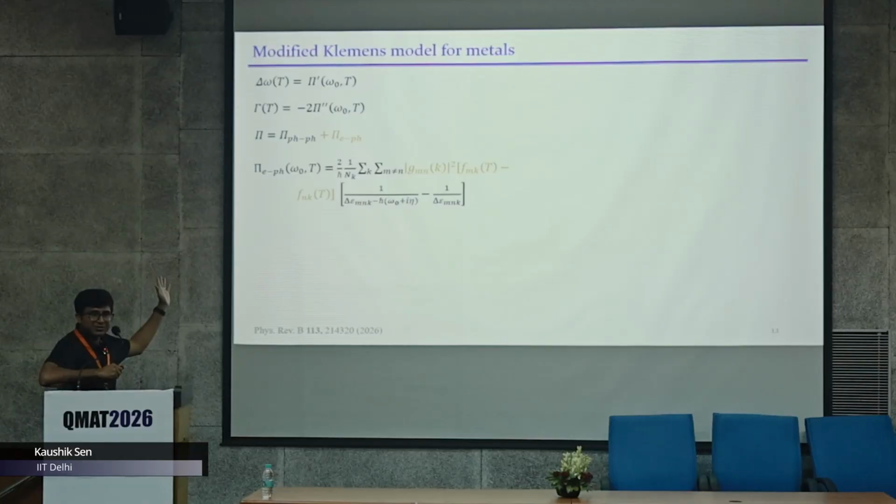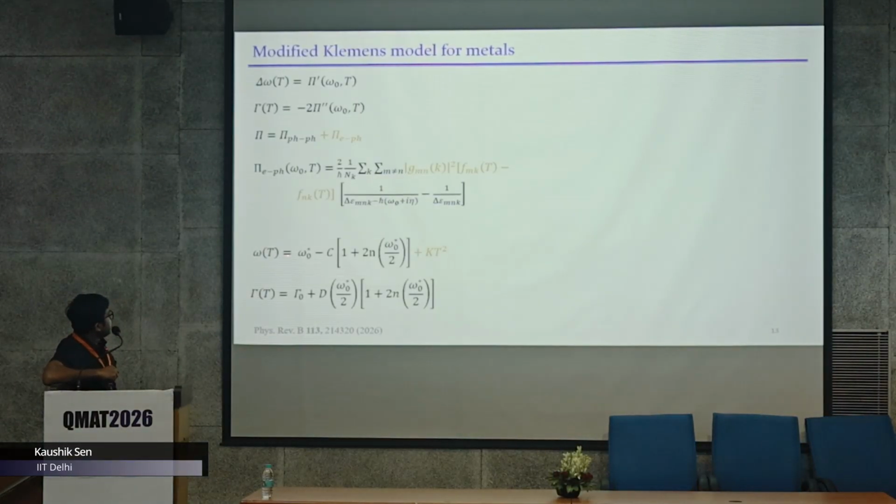Then you come back to the phonon scattering model, and this F parameter is basically the Fermi-Dirac distribution function. This Fermi-Dirac distribution function is required because you are changing temperature. So you are changing the population of the electrons around the Fermi surface. Okay.